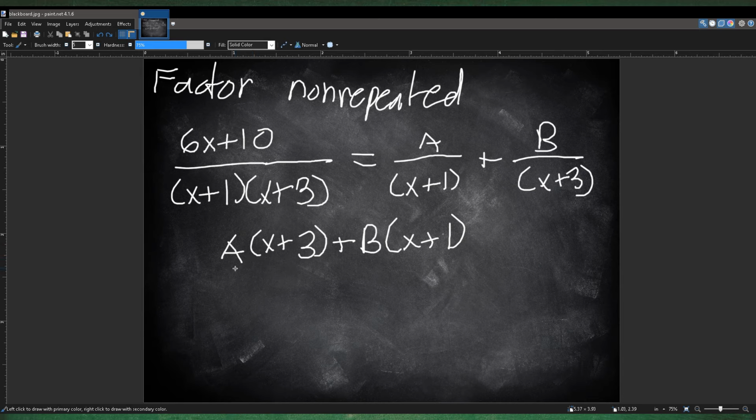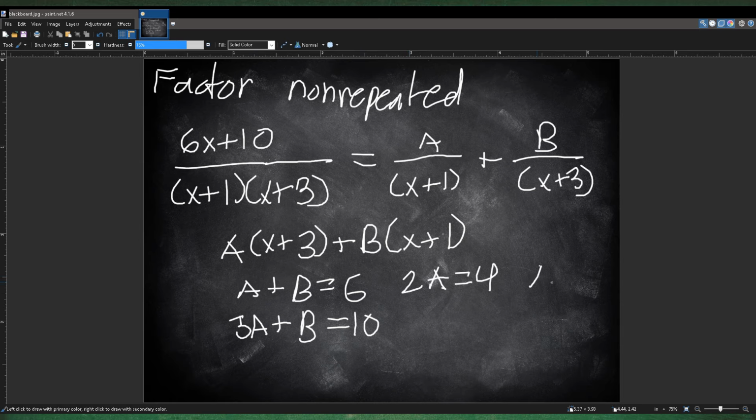Since we have to look for the x terms and the constant terms, this one gets A, and this one gets B. So A plus B has to equal the linear term, so it has to equal 6. And this one is 3A, and this one is 1, so 3A plus B has to equal 10. So we have to find out what A and B are using this system of equations. You multiply the first one by negative and add it to the second one, so you get 2A equal to 4. So A is equal to 2, so B is equal to 4. That's how you find our decomposition.